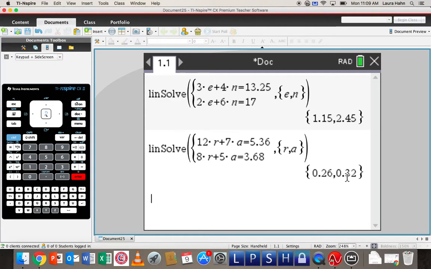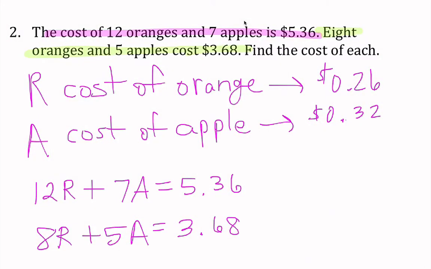So I know that this is the point at which those two lines would intersect. So remember, pay attention right here. It tells you how your answer will come out. We know R stands for oranges, A stands for apple. So oranges is first, then apples. So I know my orange will cost 26 cents and the apples will cost 32 cents. So I'm going to go ahead and write that down. The oranges cost 26 cents and apples cost 32 cents. Oranges are 26, apples are 32.